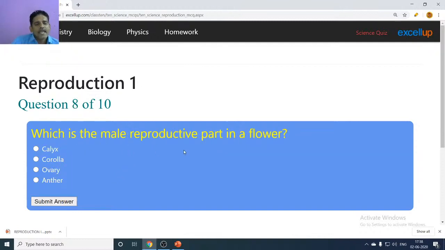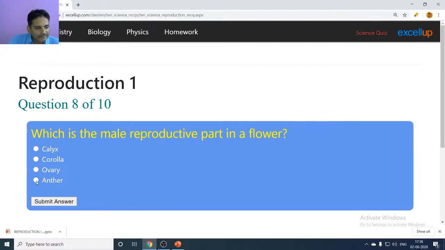Which is the male reproductive part in a flower? Previously we have seen a flower. So you have to observe the flowers so that you will know how the parts are arranged. Male reproductive part in a flower. Here, calyx, corolla, ovary, anther. Or sometimes calyx, corolla, androecium, gynoecium will be given.